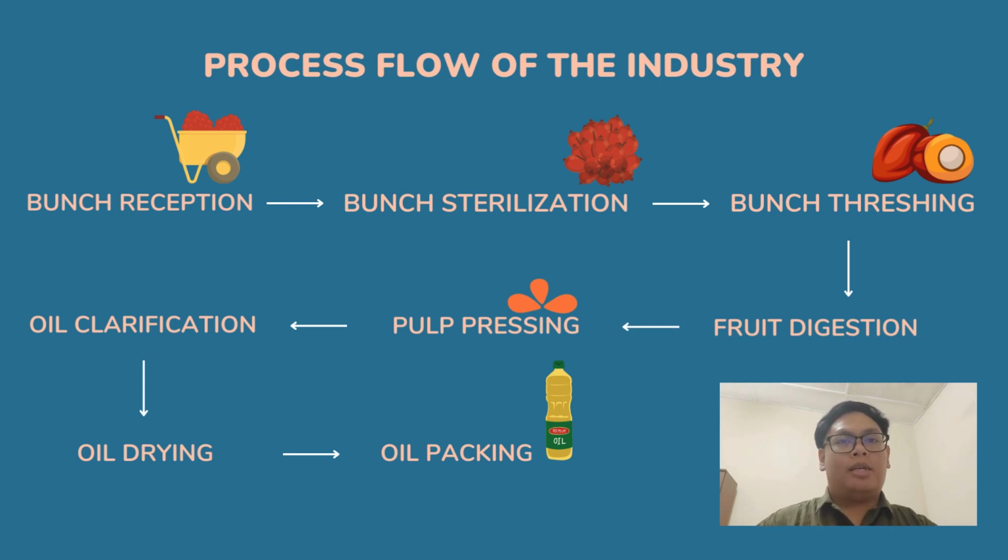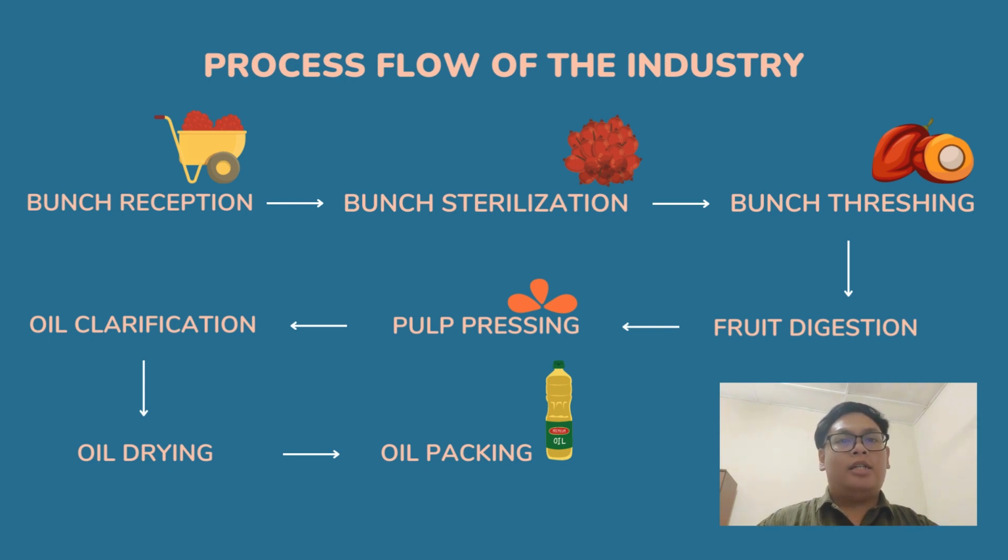The third process is bunch threshing. Threshing is an essential step in separating the palm fruit from the bunch, as it allows the efficient extraction of the palm oil from the fruit. A fresh fruit cluster consists of fruit seedlings in the spikelets that grow on the main stem.